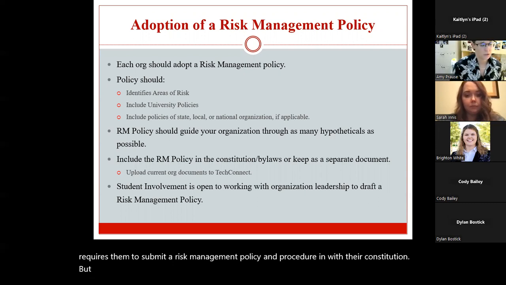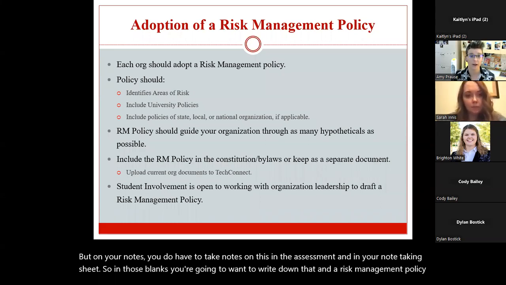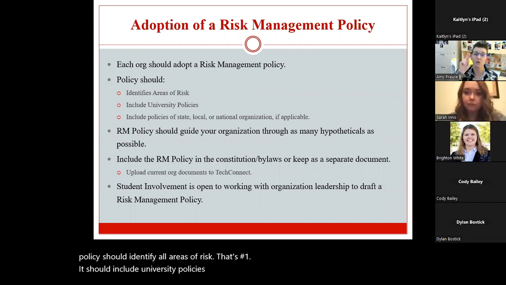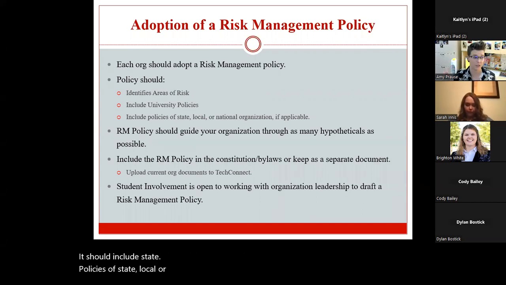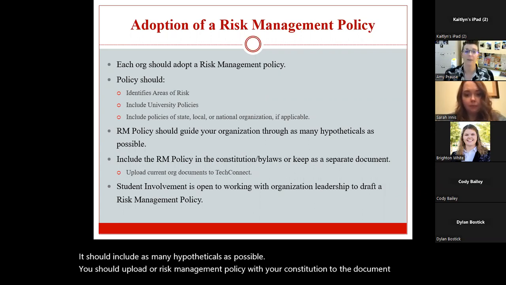But on your notes, you do have to take notes on this in the assessment and in your note-taking sheet. So in those blanks, you're going to want to write down that a risk management policy should identify all areas of risk. That's number one. It should include university policies that pertain to your campus. It should include state policies of state, local, or your national organization. It should include as many hypotheticals as possible. You should upload a risk management policy with your constitution to the document section of your Tech Connect page.